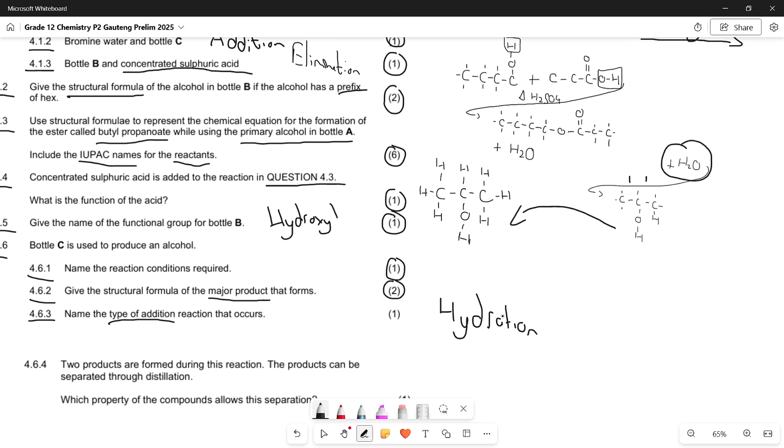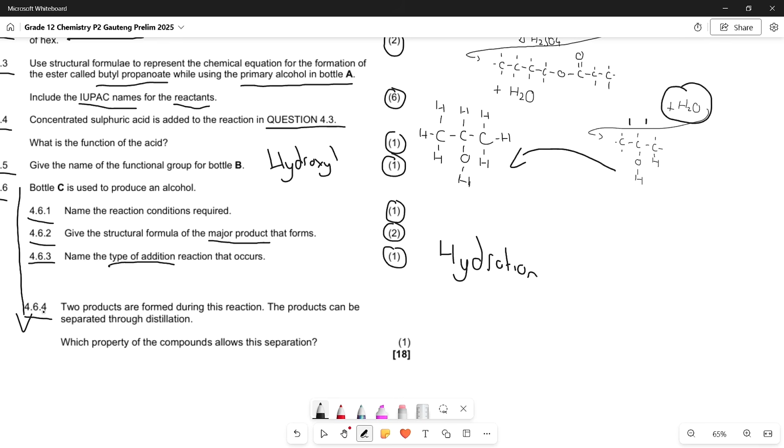So for 1 mark, we can just write hydration, and then 4.6.4 says 2 products are formed during this reaction. The products can be separated through distillation. Which property of the compounds allows this separation? This one's a bit strange because there is only 1 product over here, but it doesn't have to do with the alcohol plus something else being released. As this is an addition reaction, the propene plus the water in this case forms our alcohol over here.